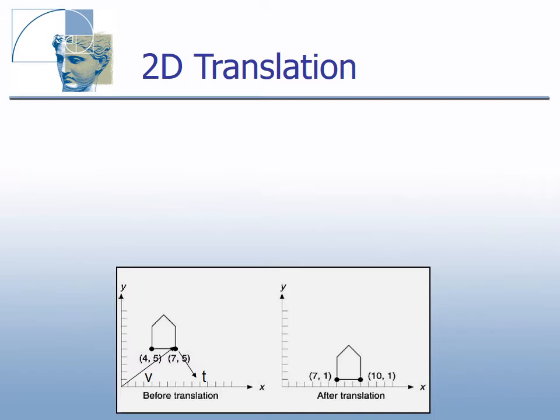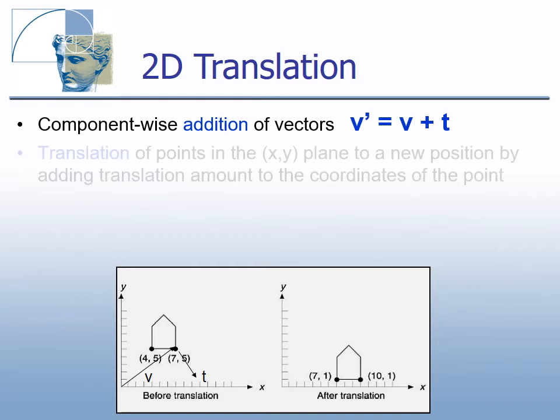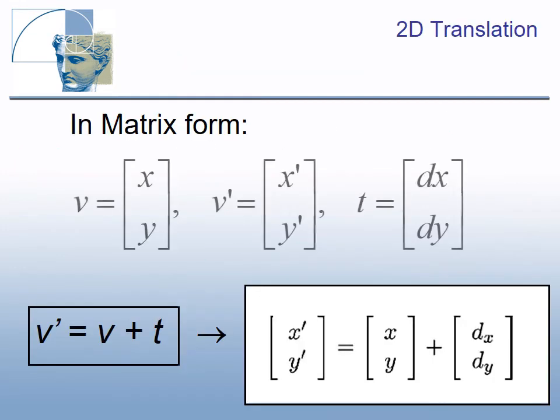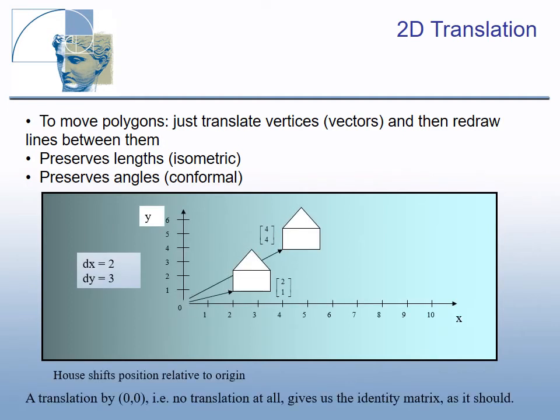Translation of points in the xy plane to a new position is done by adding translation amount to the coordinates of the point. In other words, it is a component-wise addition of vectors v and t, where v is a vertex vector shown in the picture and t is a translation vector. In the matrix form, translation is described as a simple addition of vectors v and t. As already mentioned, to move polygons, we just translate vertices and then redraw lines between them. The translation operation preserves distances between vertices and angles between vectors.